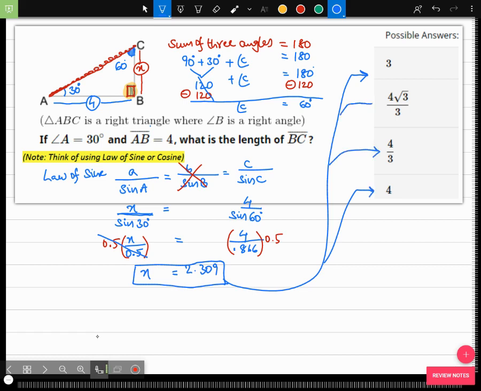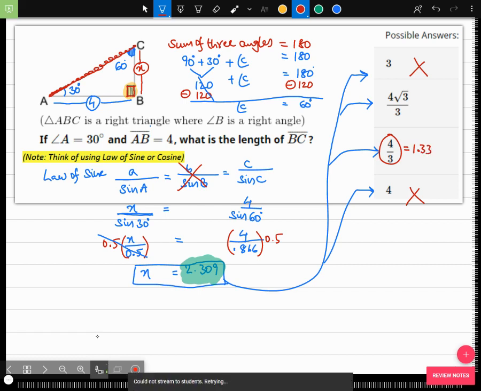Right? So which one to choose? I see that this value is 2.309, right? So I cannot take 3. I cannot take even 4 also. So these two values are knocked off. So what is 4 over 3? Let me use my calculator and check it. 4 divided by 3 is giving me 1.33. So not even this one.